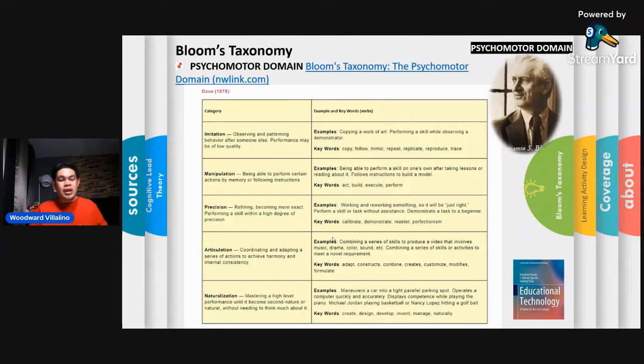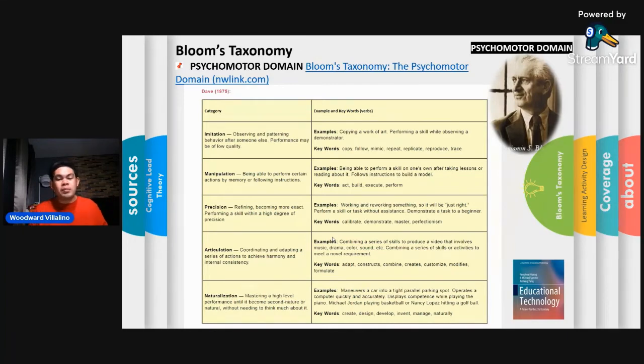But eventually it will become natural to you already. Another example: operating a computer quickly and accurately. At the start, we don't know where to press, what to press, but eventually when you master a high level of performance, typing becomes natural. Likewise, displaying competence while playing the piano. You start from one level to another, from grade to grade, and then eventually it becomes natural.